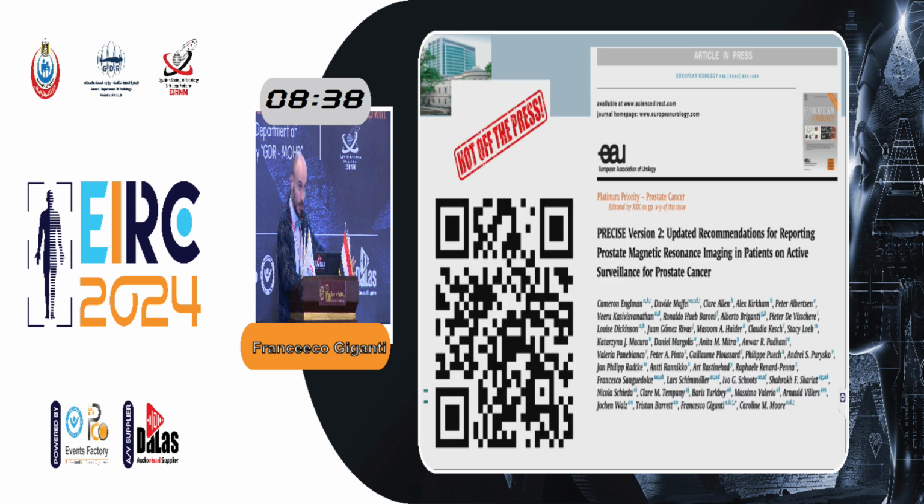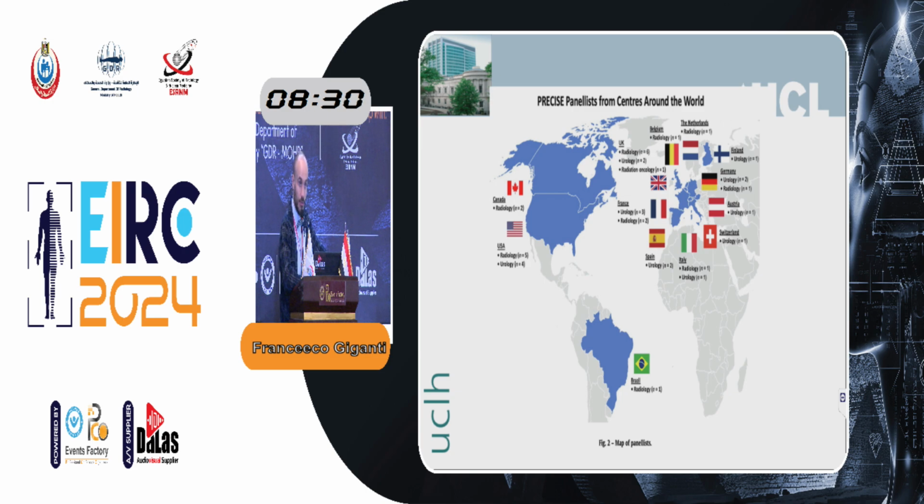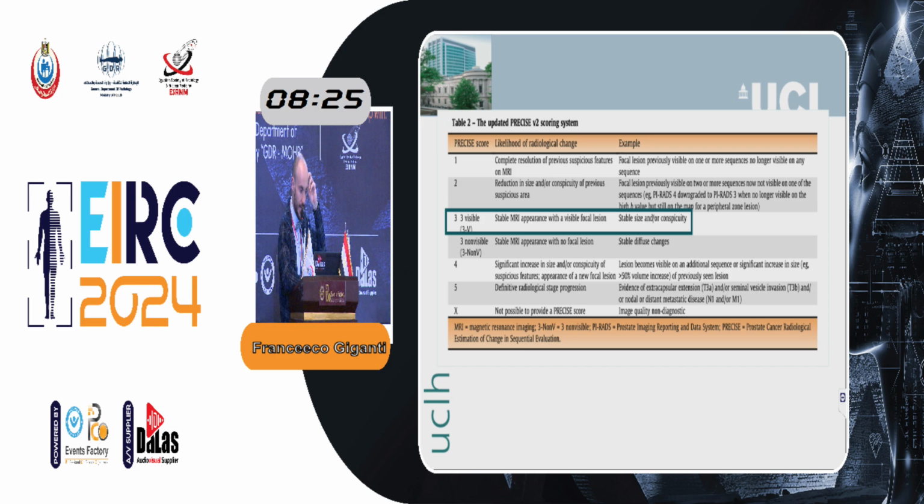And this is why we now have the second version of PRECISE. Again, feel free to download it, open access, where we have an updated version of PRECISE. It's a collaborative effort with different colleagues around the world, and basically the difference here is that now PRECISE 3 is divided into visible and non-visible, so 3V and 3 non-V. And then we also have a new PRECISE, which is X, which means that if your quality is not good, so you have a low PI-QUAL score, you can't assess the PRECISE score because the quality is not good.